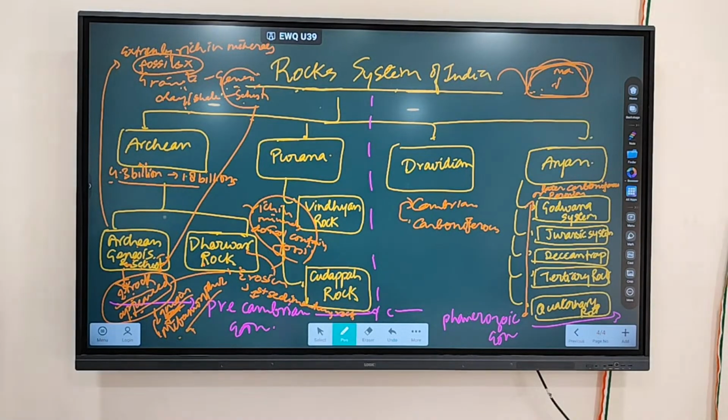Why? Because it is rich in minerals, but you don't see coal mining in Karnataka. Why are you not seeing it? Because no fossils are going to be formed in which type of rock? Dharwad rock. Clear? Any doubt regarding this one?